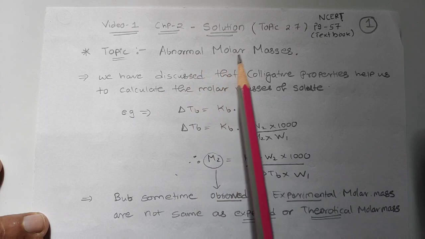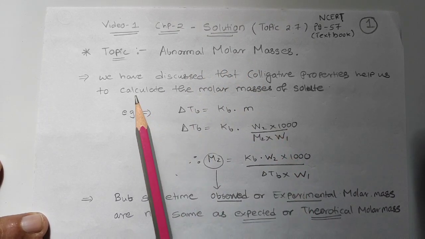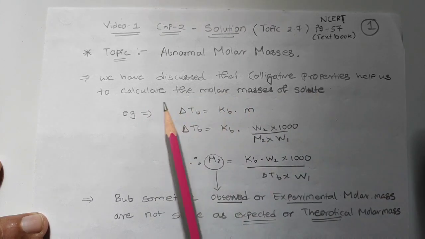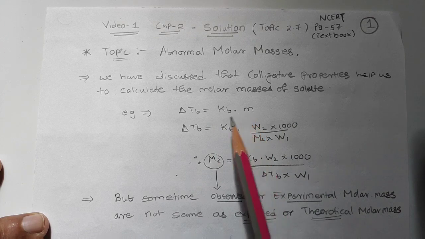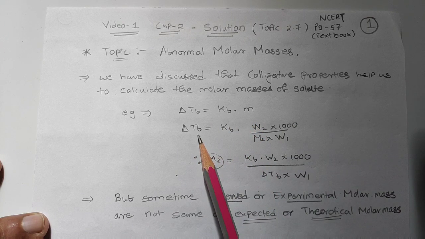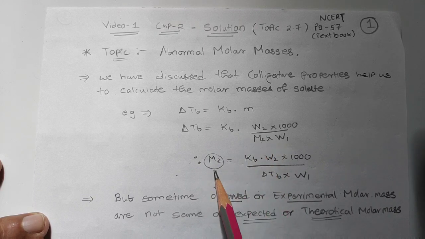Now when we say abnormal molar mass, what have we studied till now? We have discussed that colligative properties help us calculate the molar mass of a solute. So from this we will derive the formula. This is elevation in boiling point, which we have discussed. From this we derive the formula from which you can find the molar mass of the solute, right?